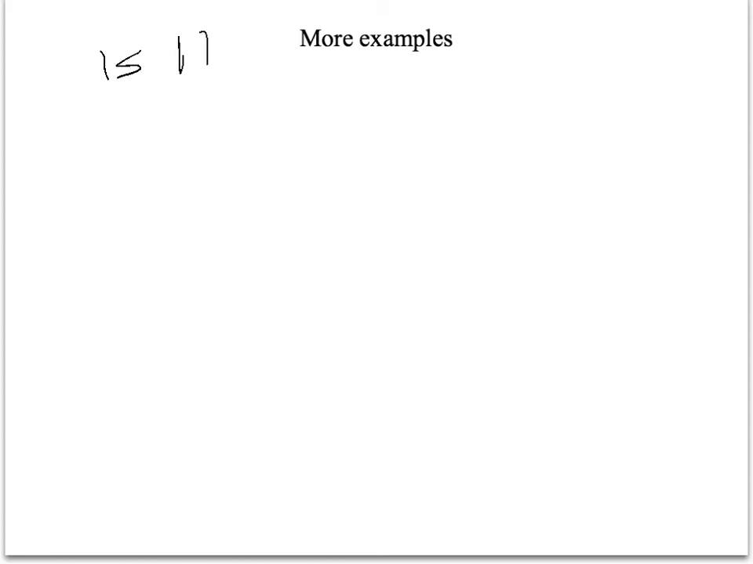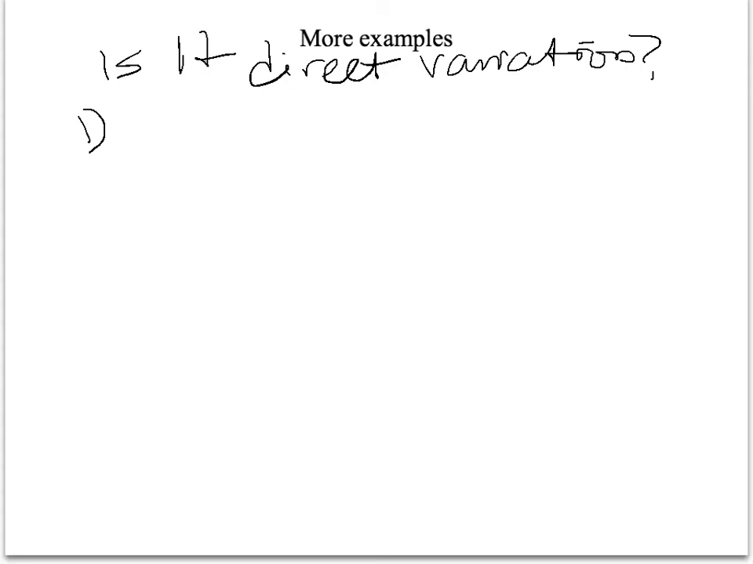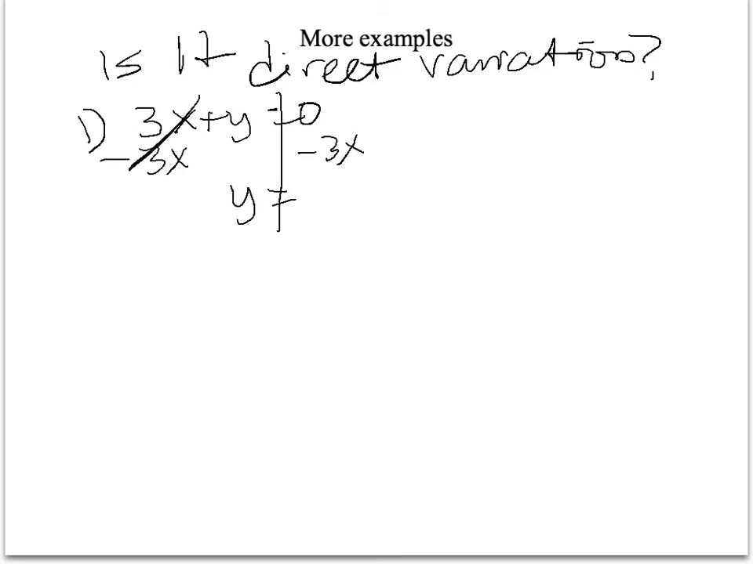So let's try some direct variation examples. Is it direct variation? That's our question. Problem 1 is 3x plus y equals 0. Well, I have to get y by itself, so let's do that. Subtract 3x, and I have y equals negative 3x. I need to check and see, is my y-intercept 0? Well, there's no number here. So my line only has a slope, and the y-intercept is not written here, so that means yes, this is direct variation.